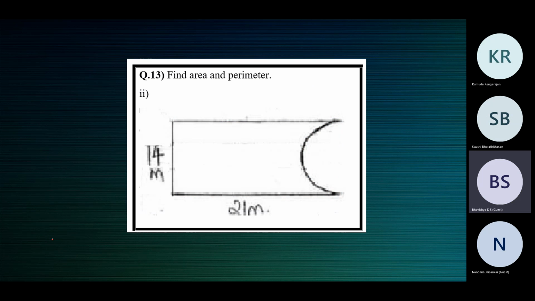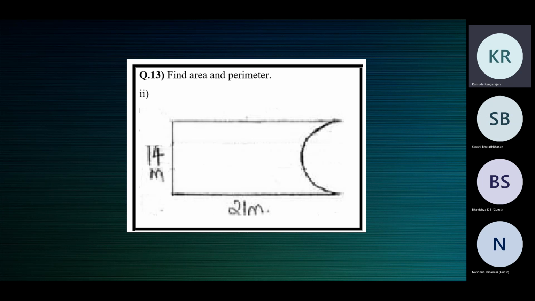Yes, ma'am. If the area is missing, you should subtract. If you find the area of the rectangle, you're finding this area. But actually, there is no area here. This is missing. The figure ends here. So the area of the rectangle minus the area of the semicircle will be the area of the figure.